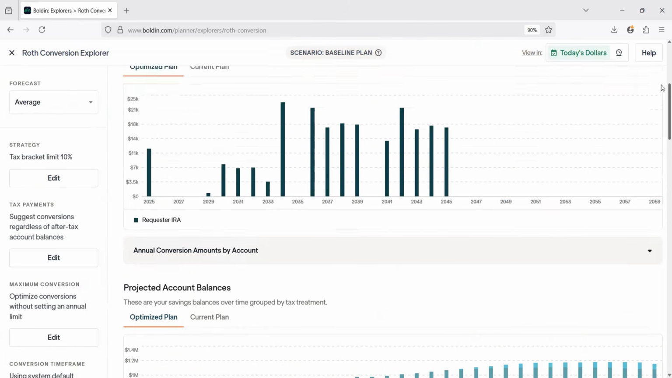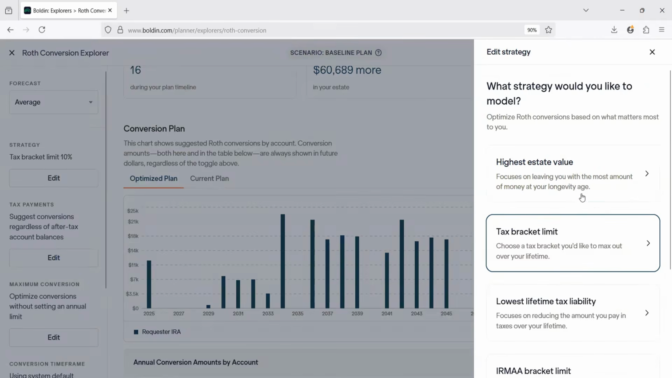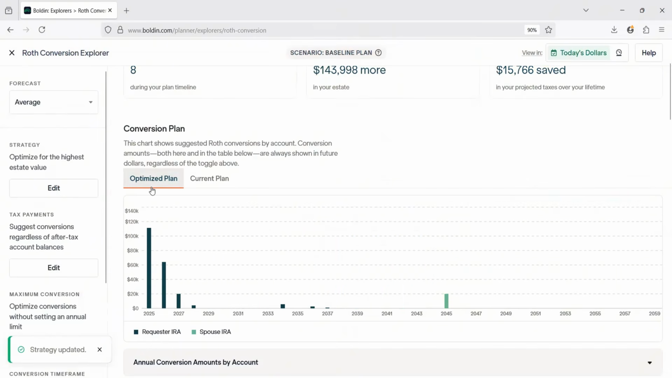Let's see what the difference is. Oh, okay. So this has you converting smaller amounts all throughout, which is probably going to cost you some tax for your Social Security. And you can see there's a $2,200 increase in projected taxes over your lifetime. Yeah. So we're going to do the highest estate value instead.